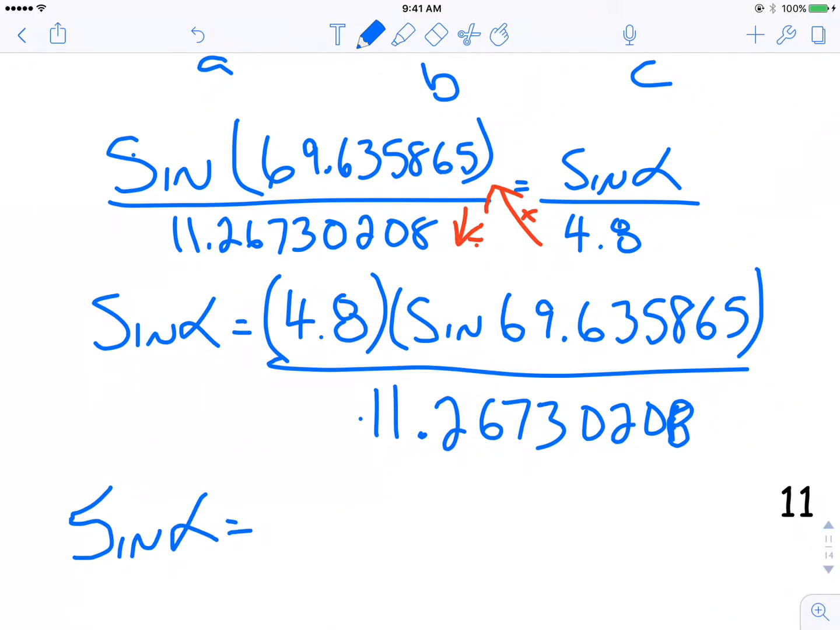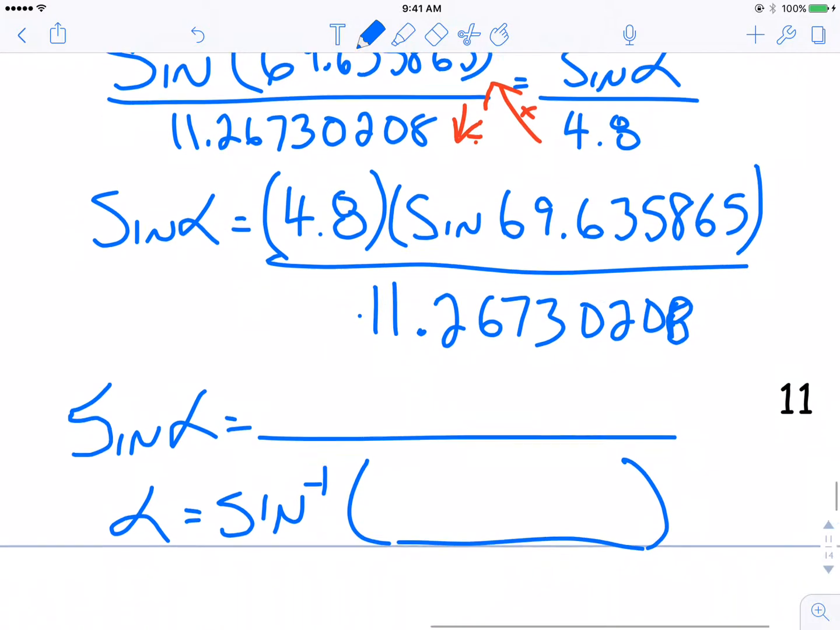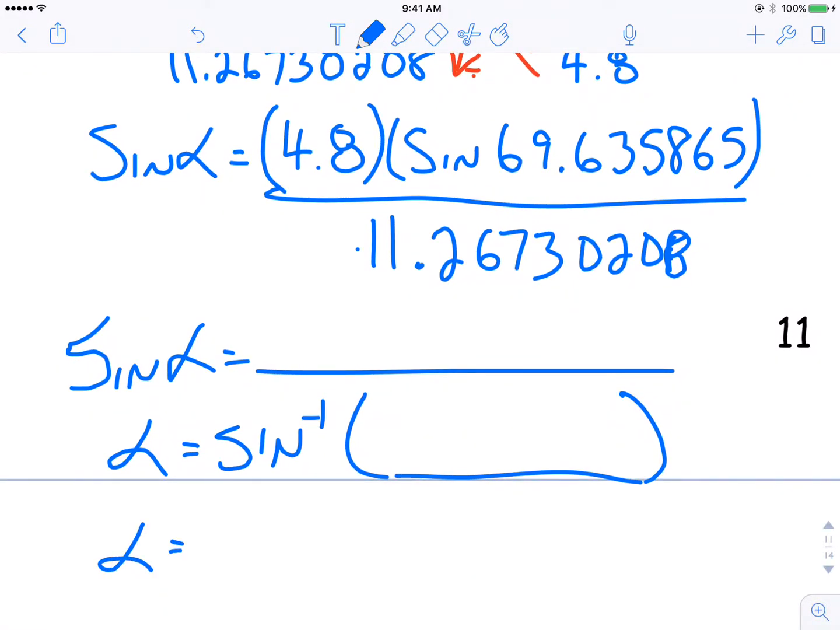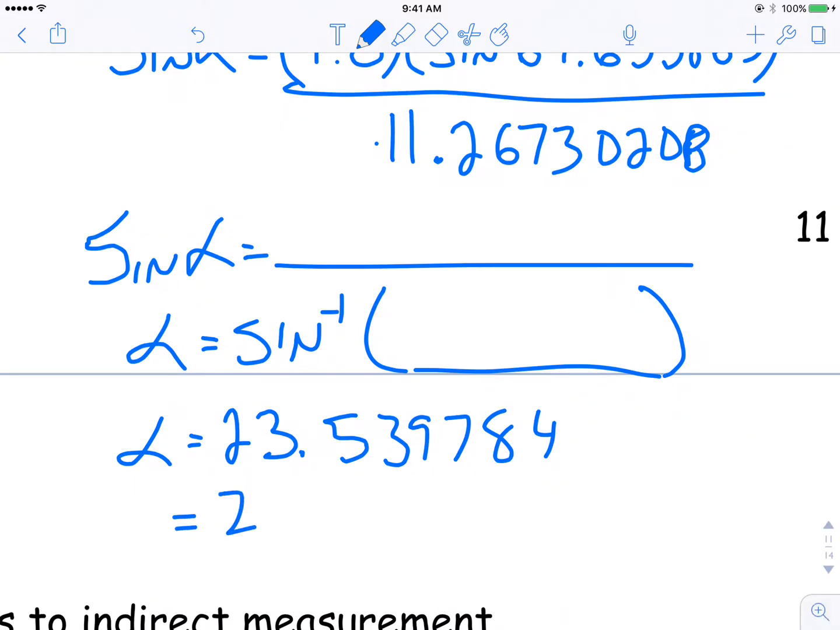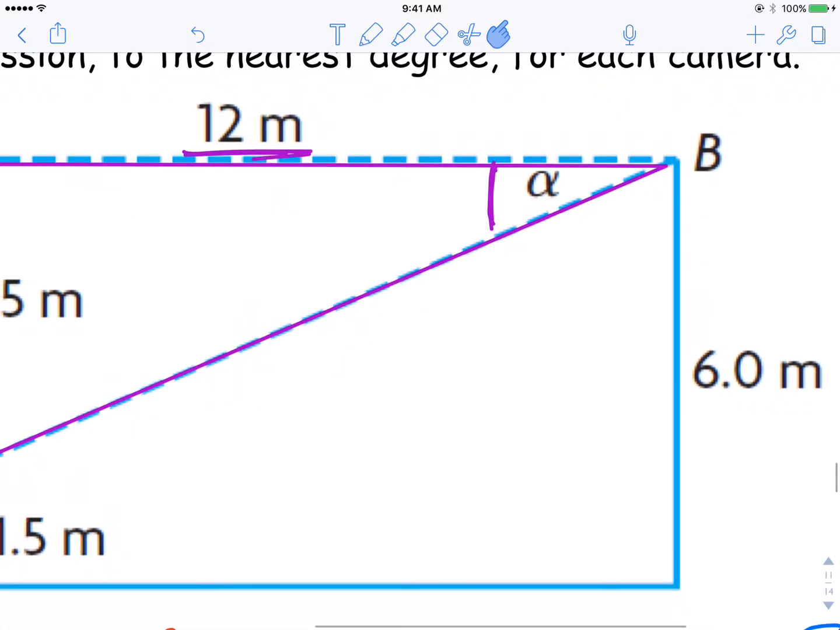Sine alpha is equal to, oh, you know what, I don't have that decimal number punched out or written out, but I know because I'm looking for an angle, I'm going to go sine minus 1 of that number, whatever that happened to be. I don't have my calculator, bummer. And my angle measurement is going to work out to 23.539784 or 24 degrees.